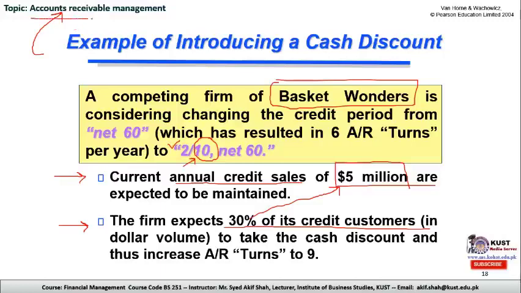So in order to have efficient management of account receivable, the company uses different tactics to expedite the collection of account receivable. Under this package, 30% of the credit customers are availing this opportunity to earn the 2% cash discount. And when they pay their obligation quickly to the firm within 10 days, it will increase the account receivable turnover to 9 times in a year.